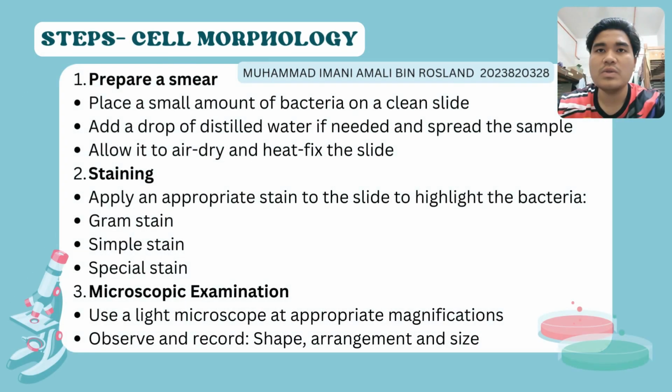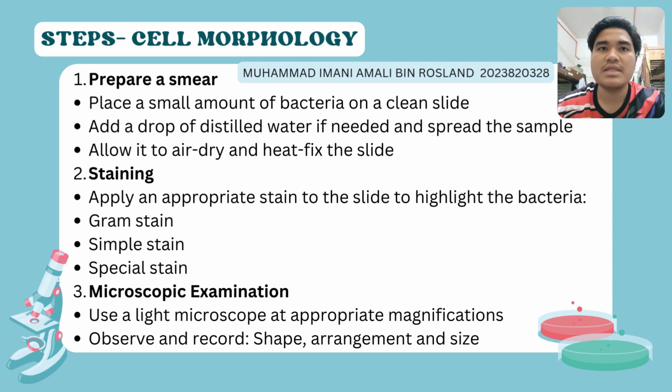Now, I am going to talk about the cell morphology steps. First one, we need to prepare a smear. Pick a small sample from a bacterial colony using a sterilized inoculating loop. Place it on a clean glass slide. Mix it with a drop of water if needed and spread evenly. Air dry the smear completely, then heat fix it by passing the slide quickly over a flame. Heat fixing kills bacteria and adheres them to the slide.